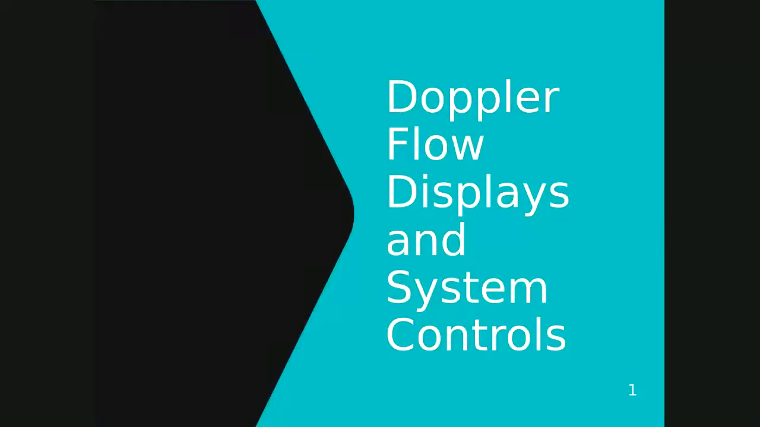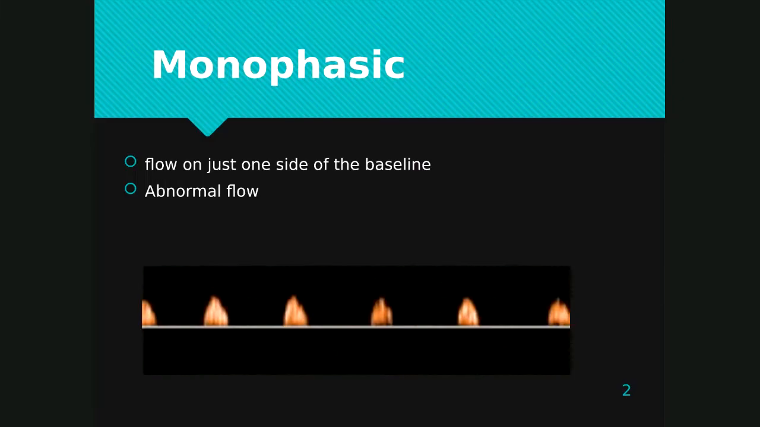Okay, this is all part of chapter 18 and 19, and I've narrowed down chapter 18 to the important parts about flow and displays. Otherwise, we're going to pick up that chapter when we get to vascular. So let's go over some of the Doppler display types and the system controls. First of all, it's important that you understand a little bit about flow.